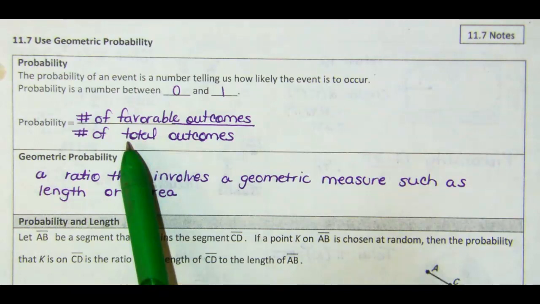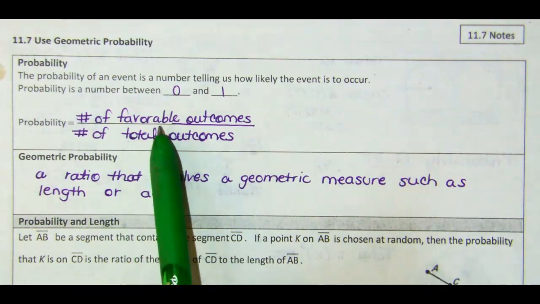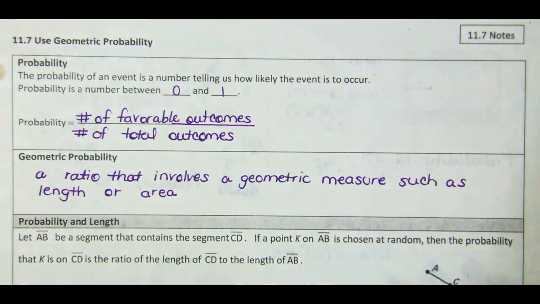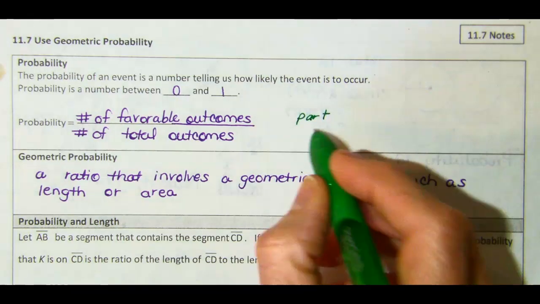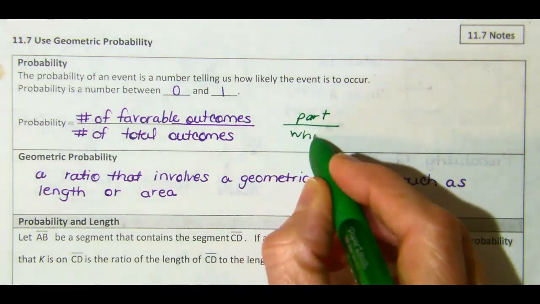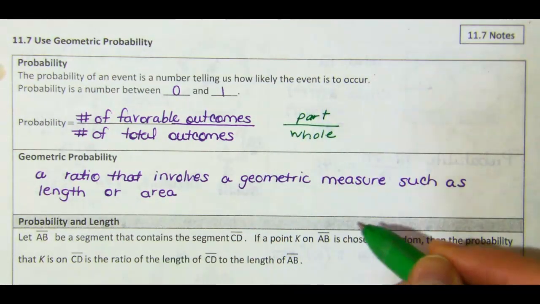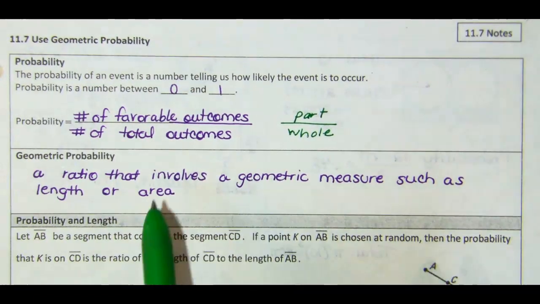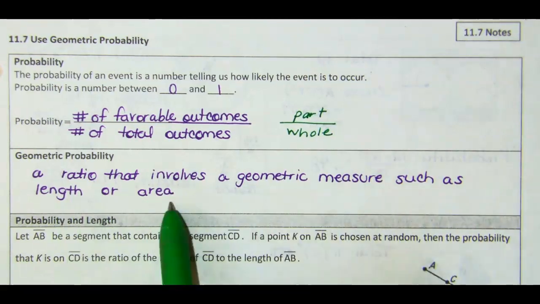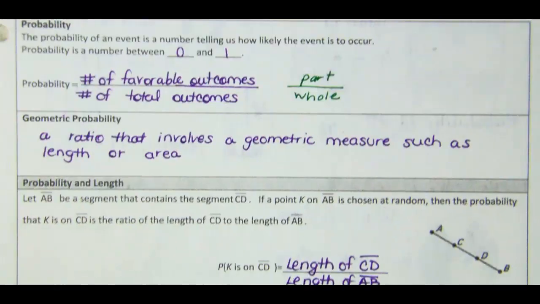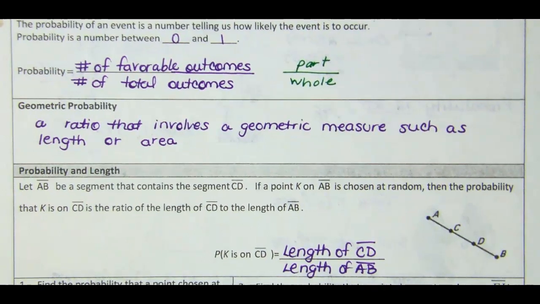And here's how you find probability. It is the number of favorable outcomes over the total outcomes. Now, I like to think of this as the part that you're looking for over the whole. So the part over the whole. Now, geometric probability is going to be a ratio that involves a geometric measure such as length or area. So probability and length is probably the easiest of the geometric probability problems.